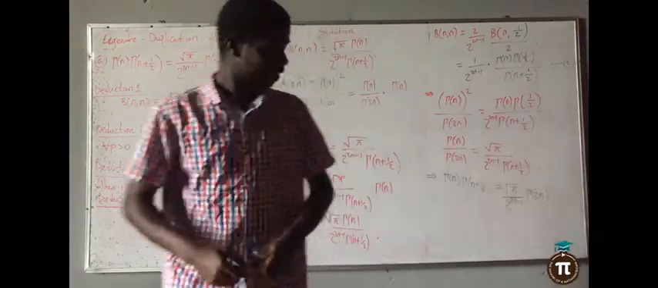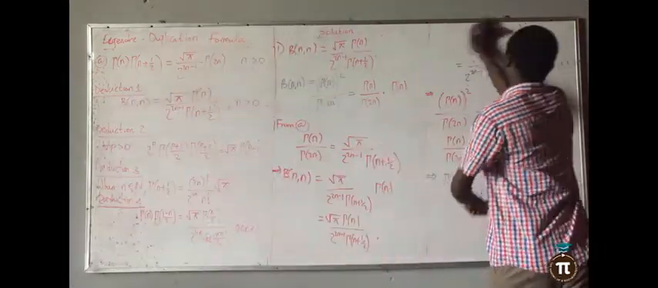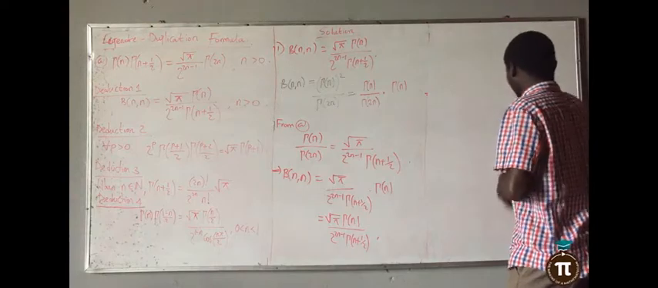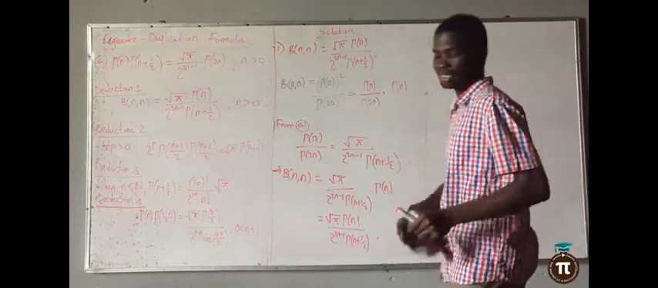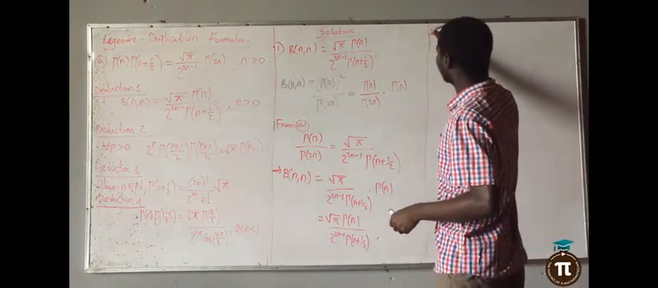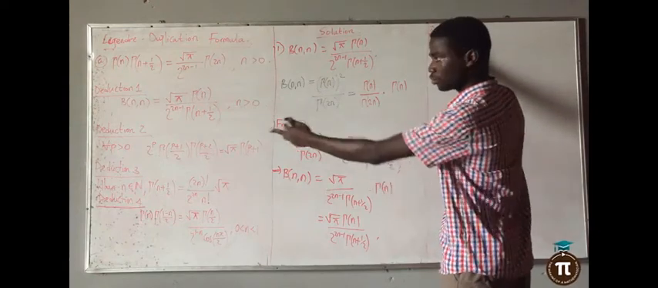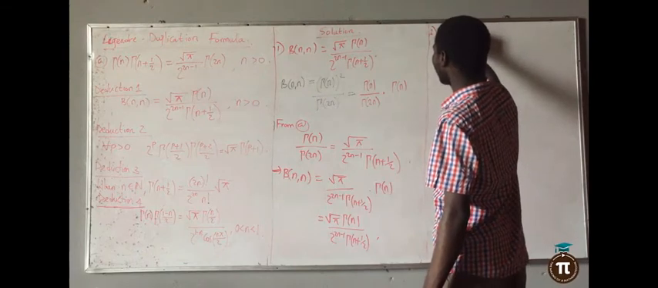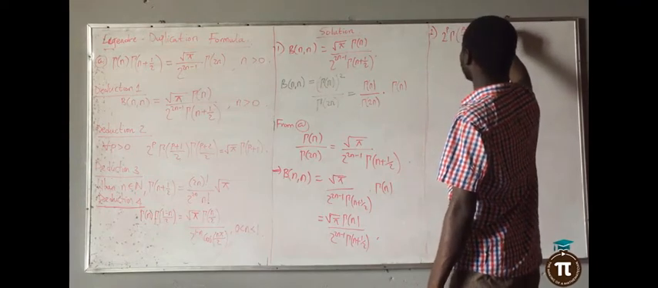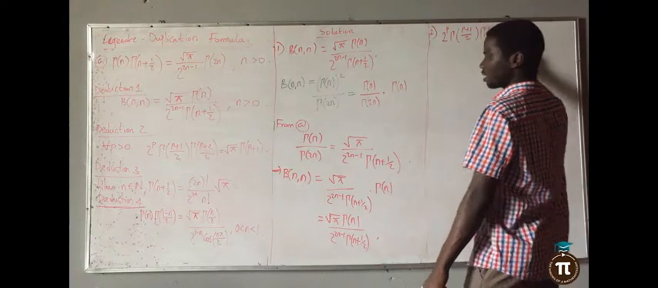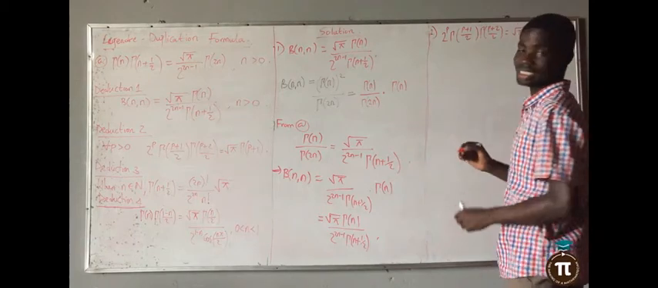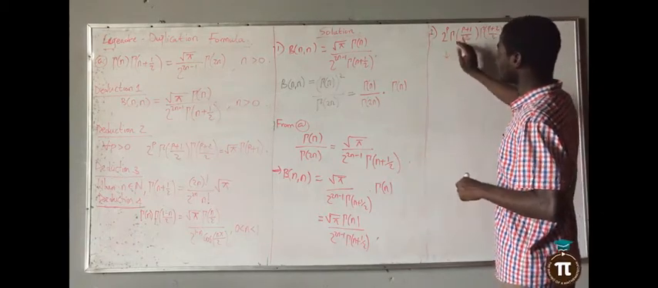Let's go to the second one. The second one too is quite trivial. Since we've proved the duplication formula, the second one is quite simple as well. This is what we are going to do for the second one. For deduction 2, we want to prove that 2 raised to the power p gamma of (p plus 1)/2, then gamma of (p plus 2)/2 is equal to root pi gamma of p plus 1. So this is what we want to prove.